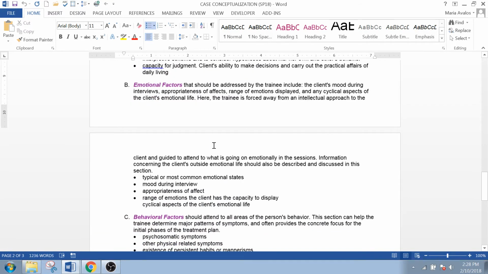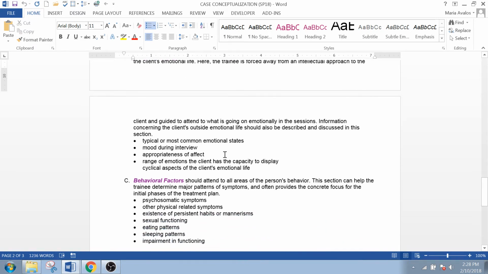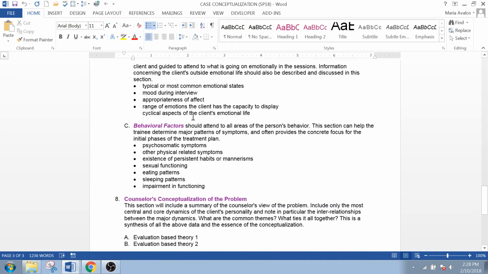These emotional factors: pay attention to those factors regarding the client's mood during the interview, appropriateness of affect, range of emotions displayed, and cyclical aspects of the client's emotional life. You can pick up on cues from your clients. Are they someone who is crying but starts laughing in an effort to not stay in their pain? We'll have to address that somewhere in the mix. So typically, this area is about emotional states, mood during the interview, appropriateness of affect, and the range of the emotions that this person is able to show you.